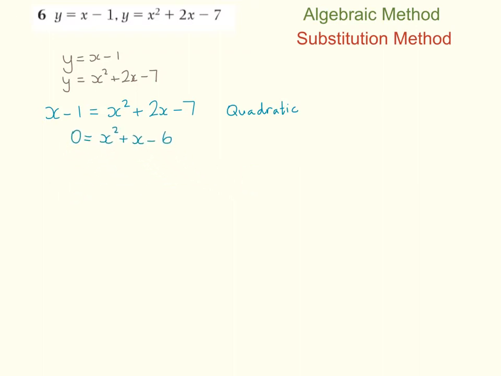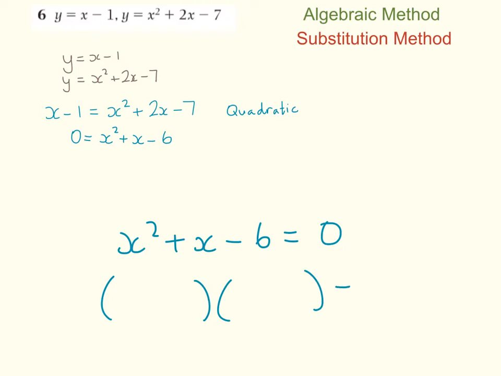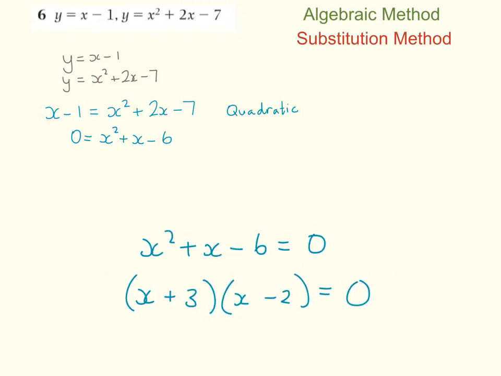I'm just going to rewrite that out. So I've got my x's on the left-hand side, so it just looks like it normally does. And now you solve that equation. So this is a nice simple one to factorize. We're looking for two numbers that multiply together to give you negative 6 and add together to give you the 1 there. We've only got an x squared term, no other numbers in front of the x squared, so our answer is just going to be x plus 3, x minus 2.